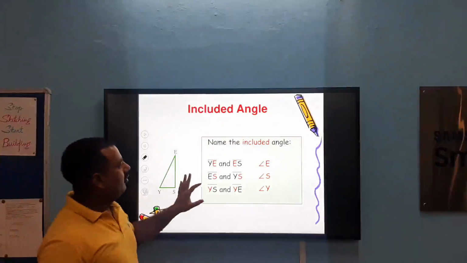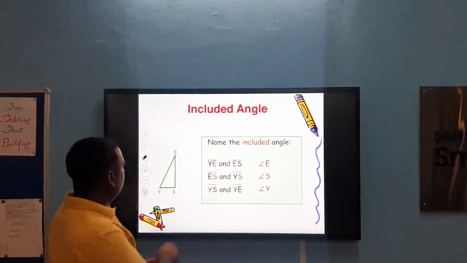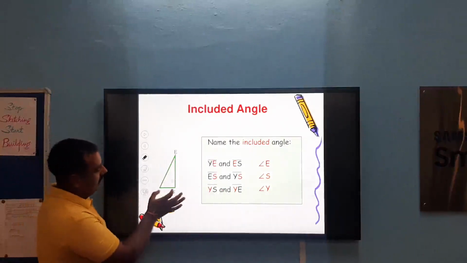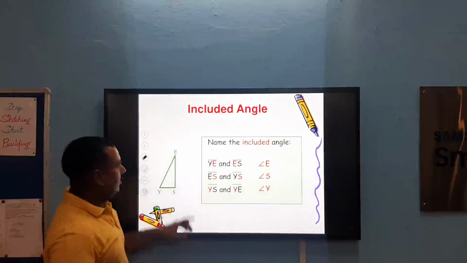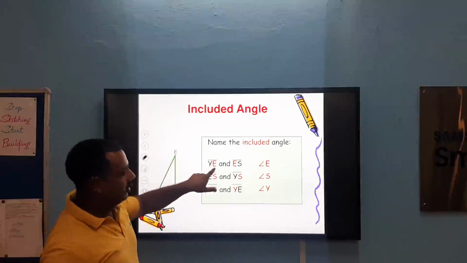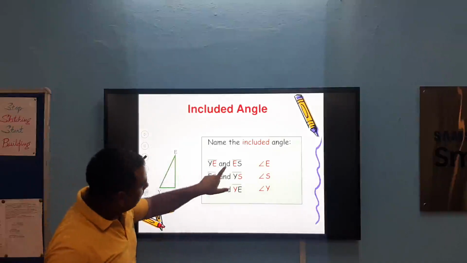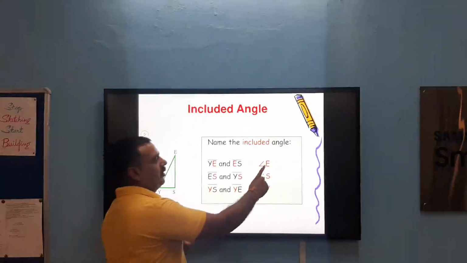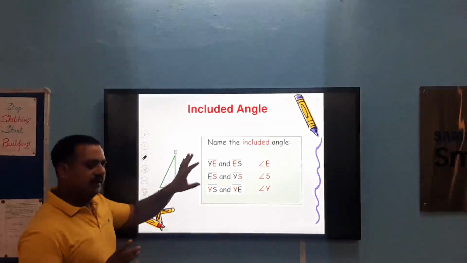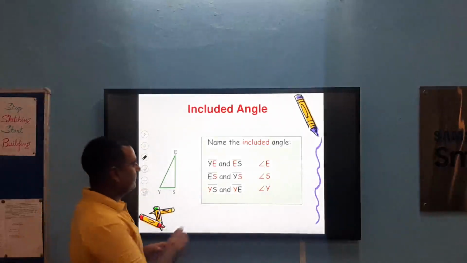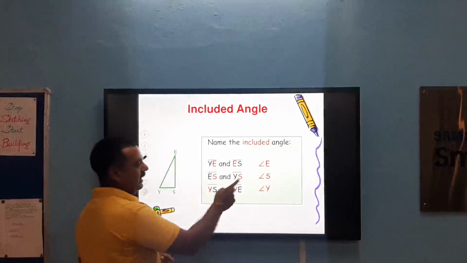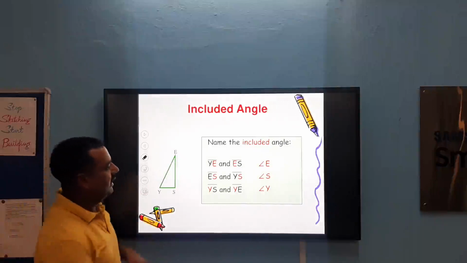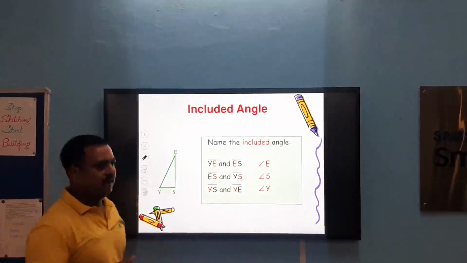Now name the included angle like that. In this triangle YES, if we take YE and ES, here we represent a side with 2 alphabets, and the alphabet which is common between the 2 sides is the included angle. We can learn this like that also. If we take the two sides ES and YS of this triangle, then angle S is the included angle, and so on.